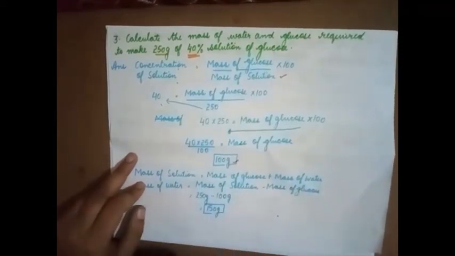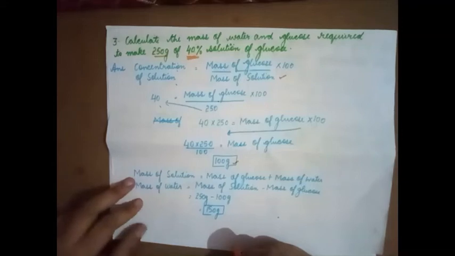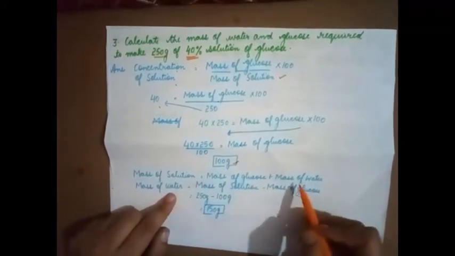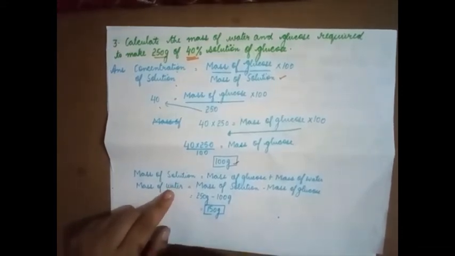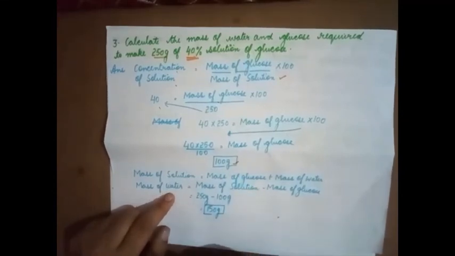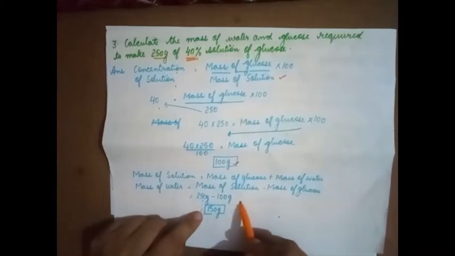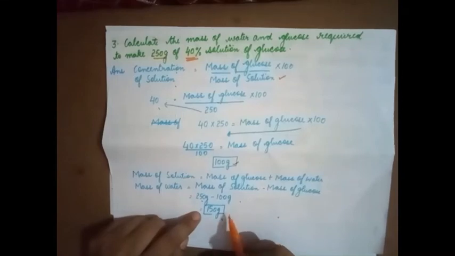We have got the mass of glucose, but we have not got the mass of what? We have not got the mass of water. So how do we do it? We know that mass of solution is nothing but mass of glucose plus mass of water. Mass of solution we know is 250 grams, and we have already found the mass of glucose, that is 100 grams. So when we do 250 minus 100 grams, we get 150 grams.